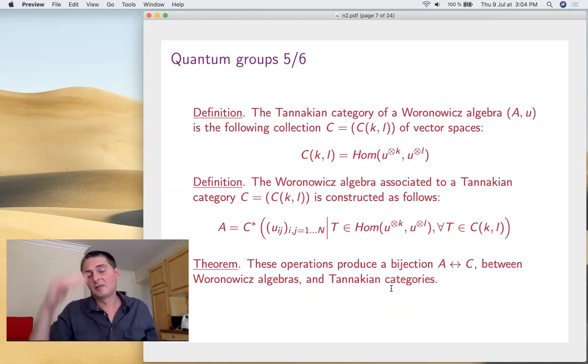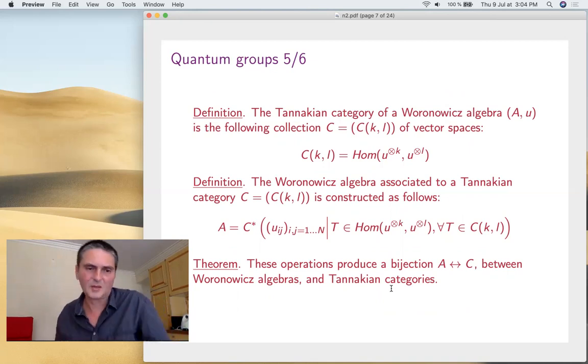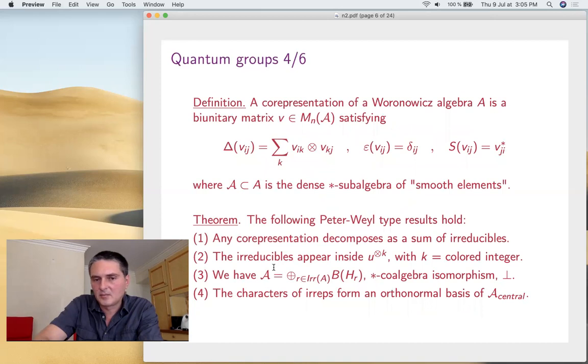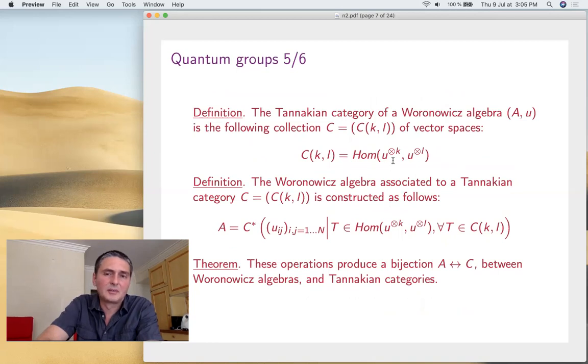Finally, you can go even further, to the Tannakian duality. That's even one level up. You see, given a Woronowicz algebra, all that matters, let's go to this slide, are the irreducibles inside these tensor powers of U. So all that matters are finally these tensor powers of U, and how to decompose them. Of particular interest are these Hom spaces, right? They form a so-called Tannakian category, a tensor star category.